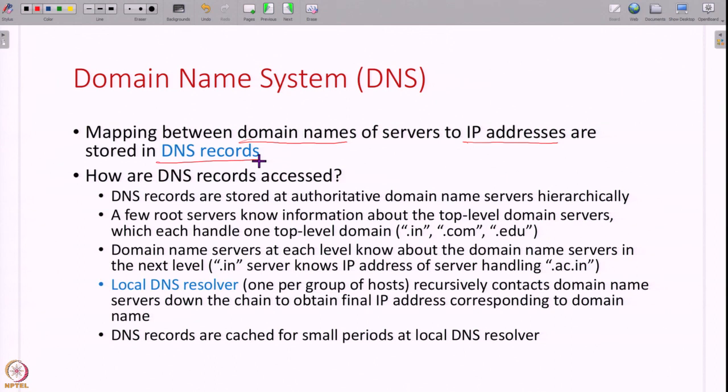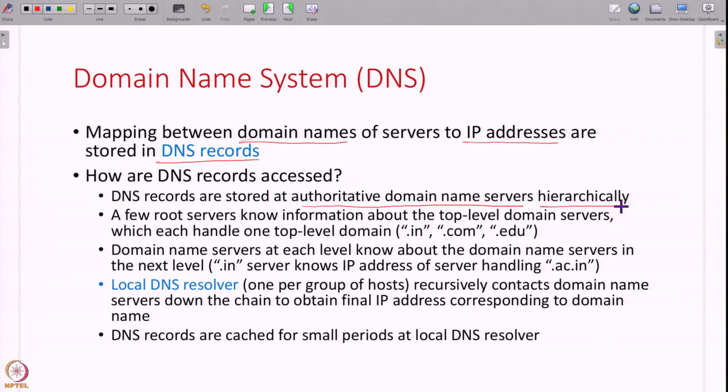So, how are these DNS records stored and how are they accessed? These DNS records are stored at what are called authoritative domain name servers. There are some special servers which do not serve regular content like videos or web pages, but these servers maintain these DNS records and give them out to whoever needs this information. And of course, there are a large number of domain names and IP addresses on the internet. So, is everything stored in one server? No, it is stored hierarchically.